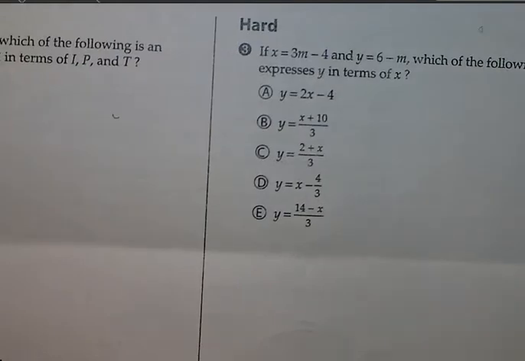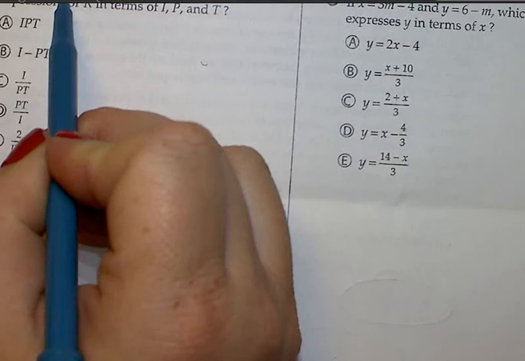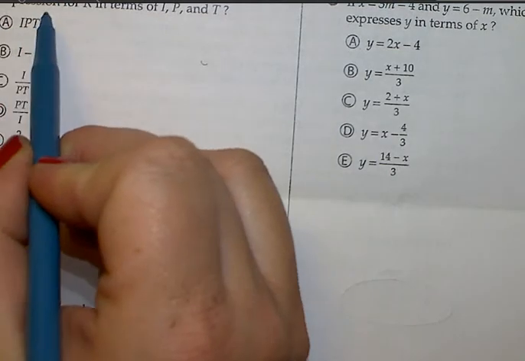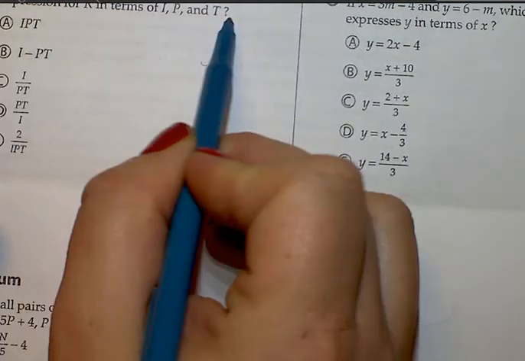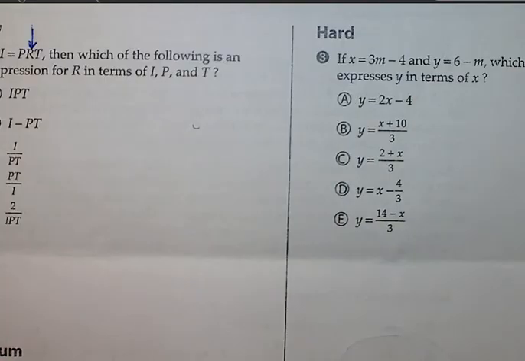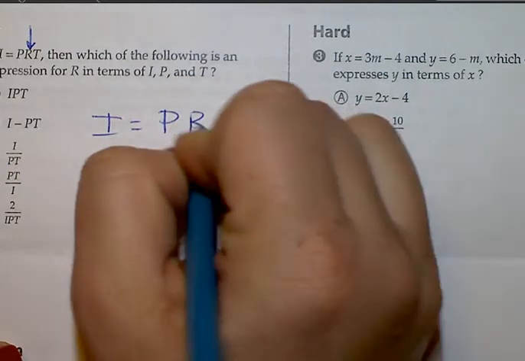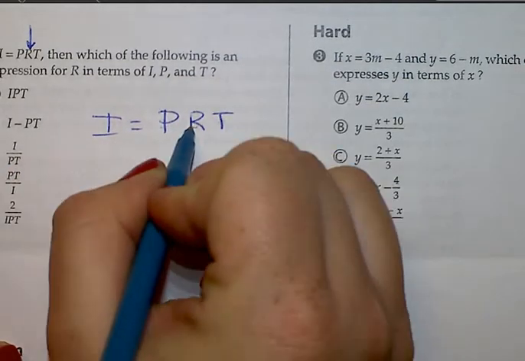Okay, let's go over these problems. If I equals PRT, then which of the following is an expression of R in terms of this? Again, that means isolate the R. If we want to get R by itself, we need to get rid of the P and the T. Currently, the P and the T are stuck with the R by multiplying, so opposite of multiplying is dividing.